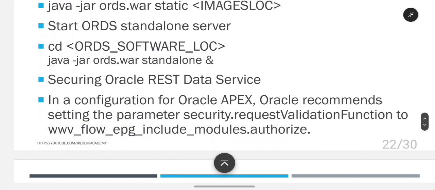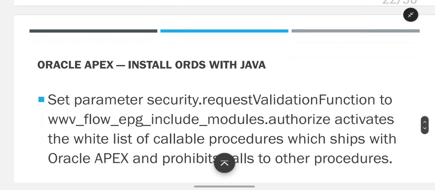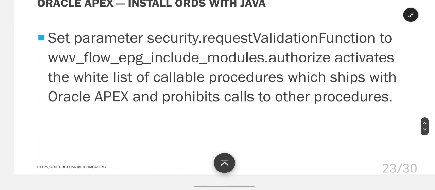Securing Oracle REST Data Services. In a configuration for Oracle APEX, Oracle recommends setting the parameter security.requestValidationFunction to wwv_flow_epg_include_modules.authorize. Set parameter security.requestValidationFunction to wwv_flow_epg_include_modules.authorize. It activates the whitelist of callable procedures which ships with Oracle APEX and prohibits calls to other procedures.